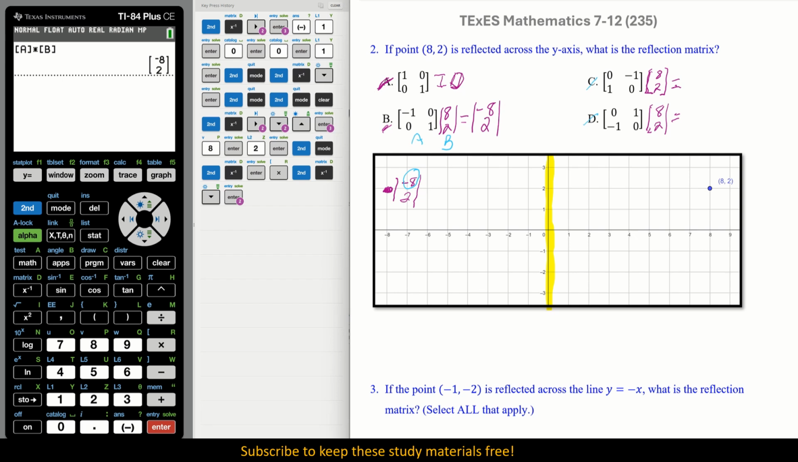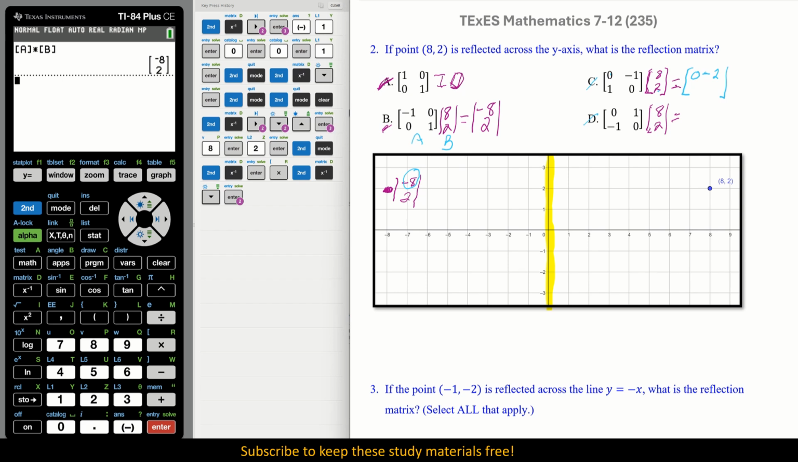Now, we could put this back in the calculator, but let's go element by element. It's actually going to be faster. What I mean is we have 0 times 8 is 0. And then we have -1 times 2 is -2. Oh, I spoke too soon here. It's a -2.